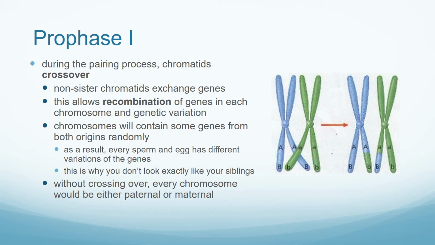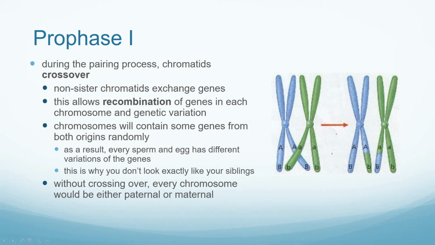And the purpose of this is so that it allows the recombination of genes. These non-sister chromatids will exchange genes. So if you can take a look here, we have one pair that comes from one parent and the other pair that comes from the other parent. So let's say blue comes from mom and green comes from dad. What happens is one part of their genes will actually cross over and exchange. They'll switch places.